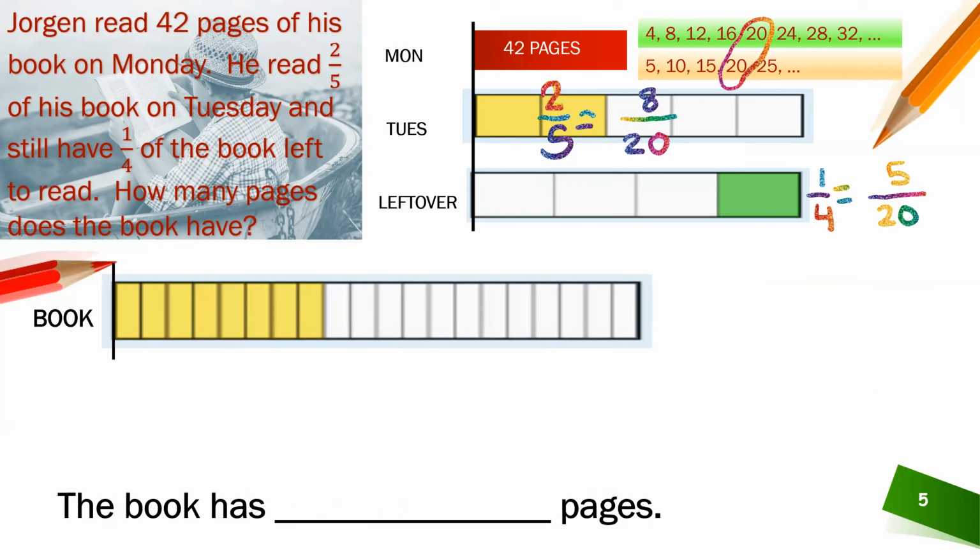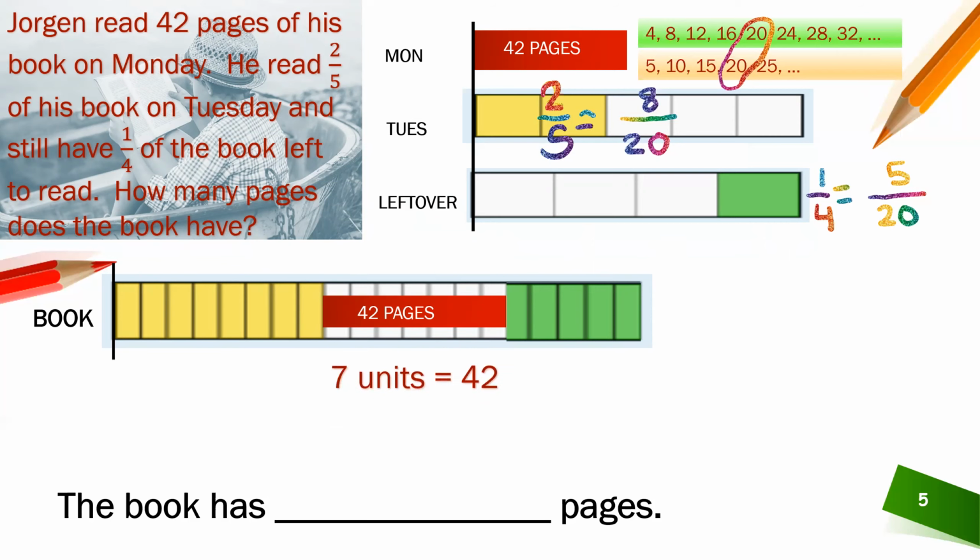Okay, so here's the book. The yellow part is 8/20. The green part is 5/20. And then guess what? That part right in the middle, that's the 42 pages that he read on Monday. Okay, so now the question mark is how many pages does this book have, right?